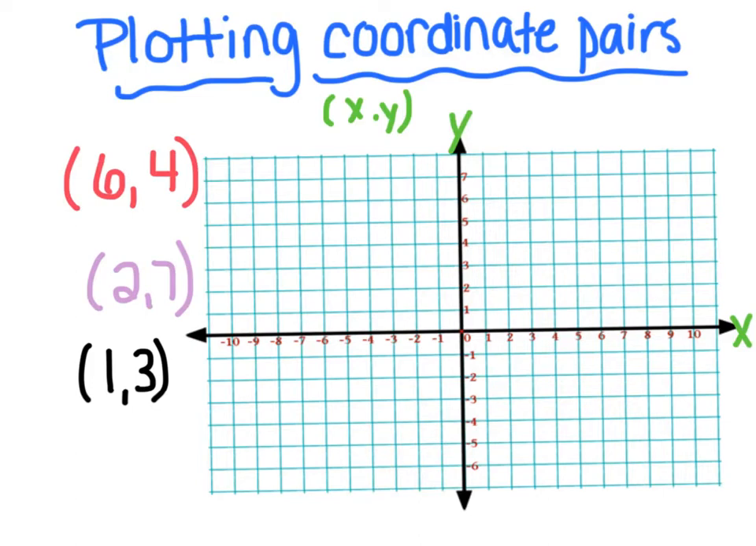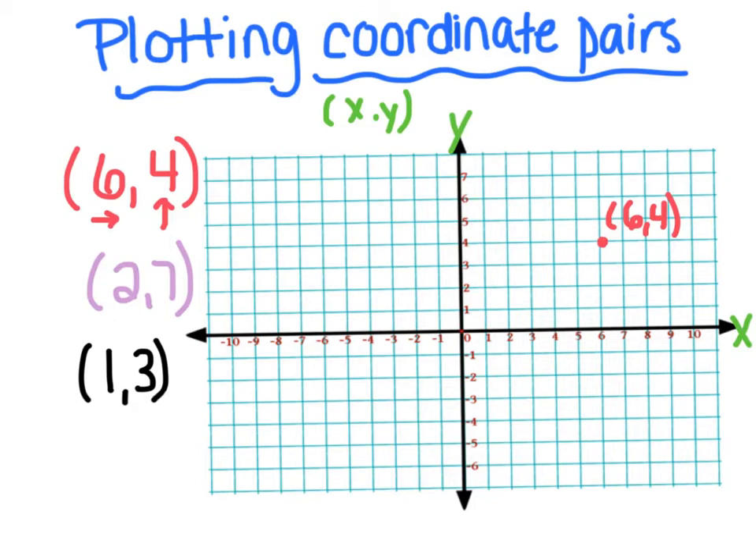Let's see how we can use that to plot the point 6, 4. The 6 is my x-coordinate, so that tells me that I need to move 6 positive steps to the right, starting from the origin, and then 4 is positive, so I'm moving up 4 units. Follow along here. I start at the origin and I move over 6, then I go up 4, 1, 2, 3, 4, and I'm going to plot my point right there. That's the point 6, 4. 6 to the right, 4 up.